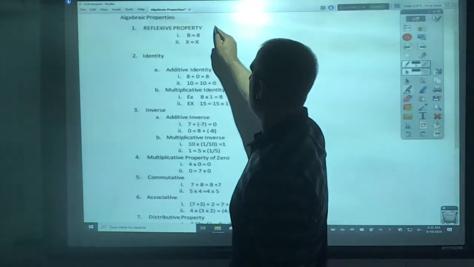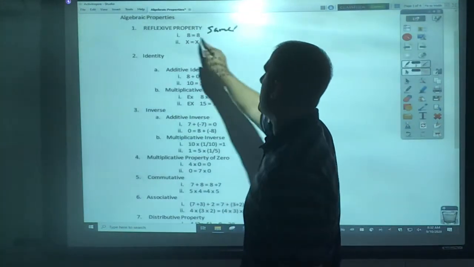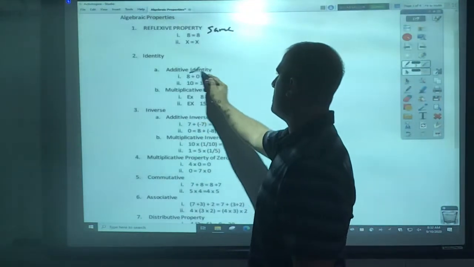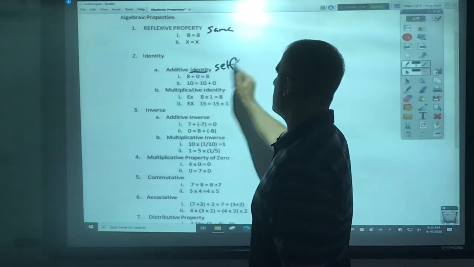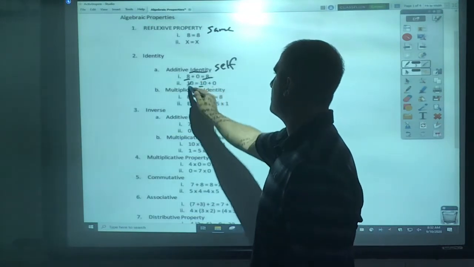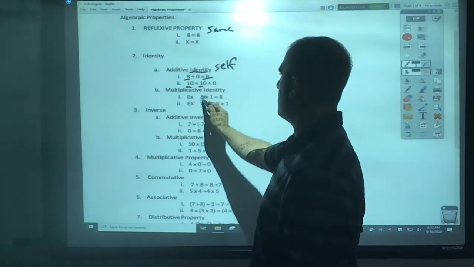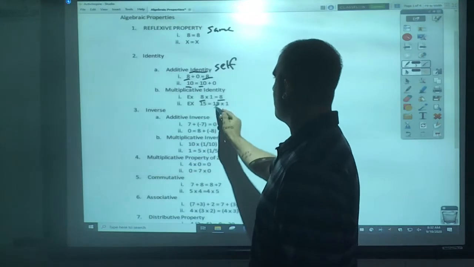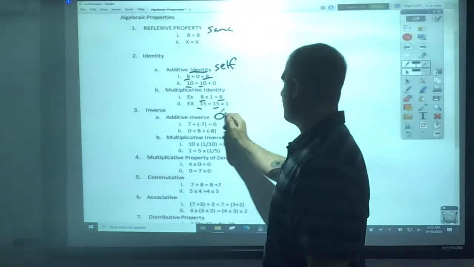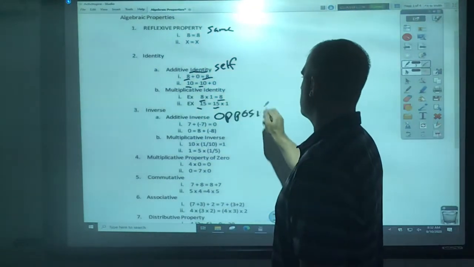So reflexive is pretty simple. It's the same. 8 is 8, x is x. Additive identity. Identity means self. So if you look at this, 8 plus 0 is 8. It's itself. 10 plus 0 is 10. It's itself. For multiplication, 8 times 1 is 8. 15 times 1 is 15. So it's self.